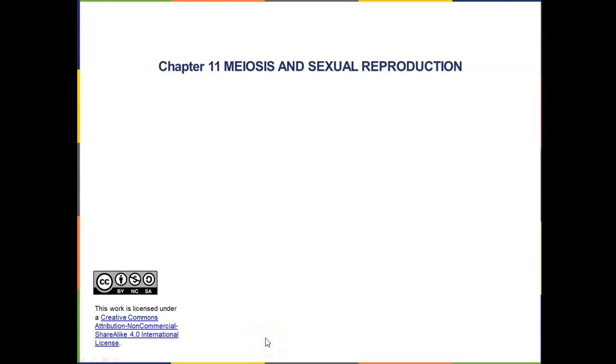This is a recording for Biology 1406, Unit 5, Chapter 11 from the OpenStax book, Meiosis and Sexual Reproduction.